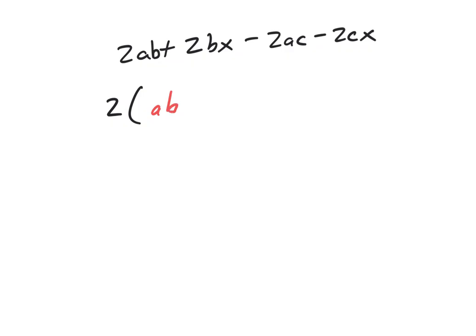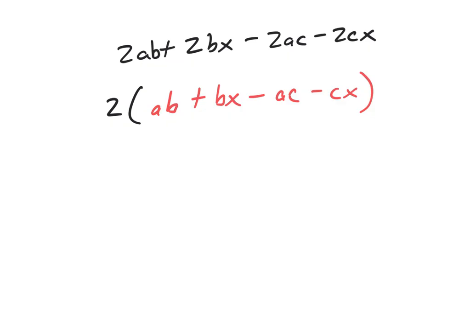So this is going to be AB plus BX minus AC minus CX. We take a 2 out of all of those terms. Okay, that doesn't mean we're done, right? Just because we take a GCF out, and that's going to be one thing we're going to continue to talk about as we go throughout the chapter. Just because we've taken a GCF out doesn't mean we're done. We got to see if there's anything else that we can do.